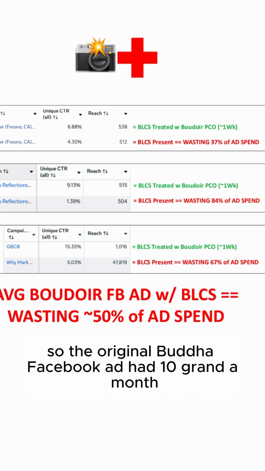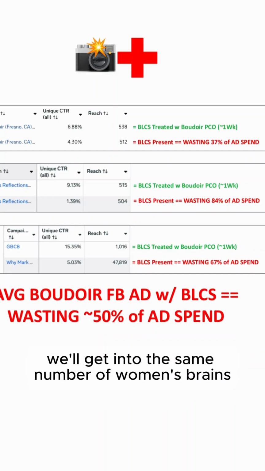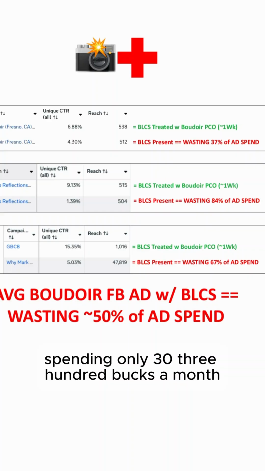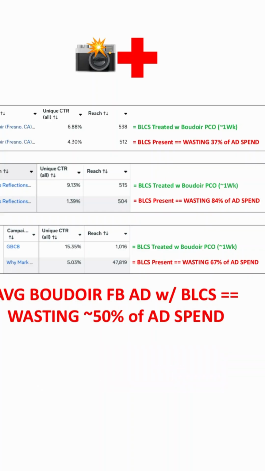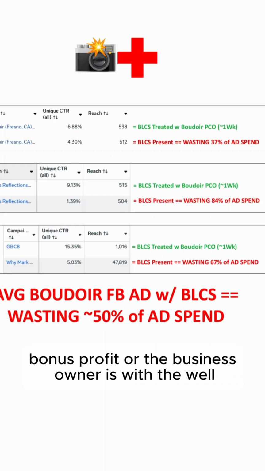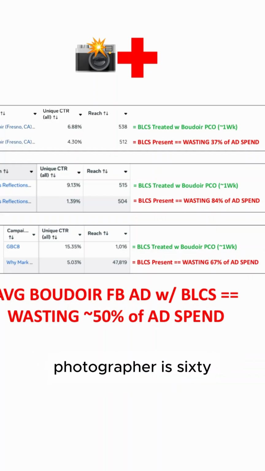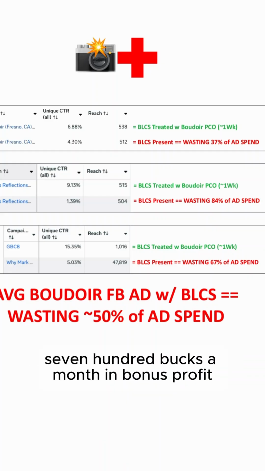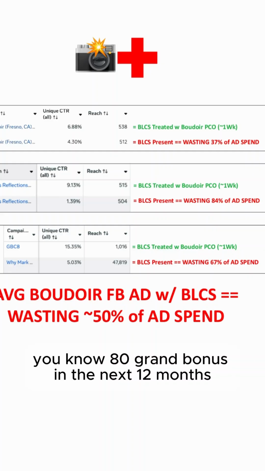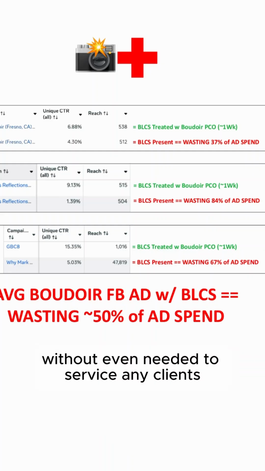So the original Boudoir Facebook ad had 10 grand a month. We'll get the same number of women's brands as the Boudoir Pico treated ad, spending only $3,300 a month. So that whole difference, we're pocketing that difference as a bonus profit, or the business owner is, the boudoir photographer, $6,700 a month in bonus profit by simply not spending that money. I would say, 80 grand bonus in the next 12 months. So insanely good without even needing to service any clients.